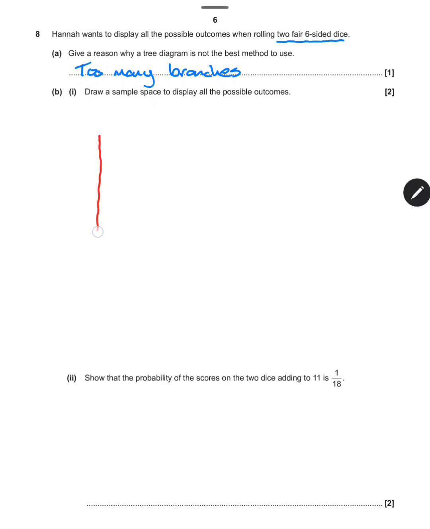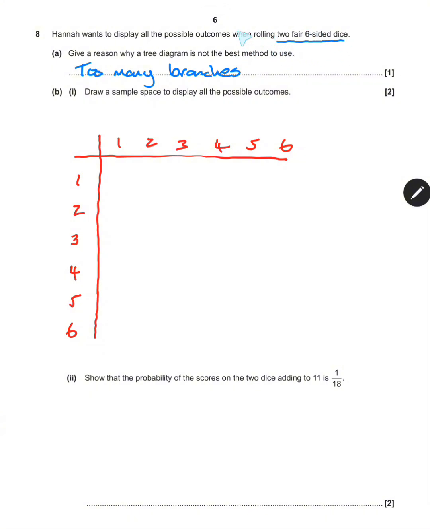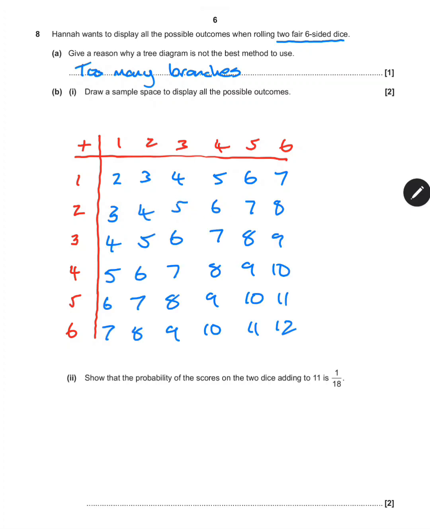Part B, draw a sample space diagram to list all the possible outcomes. Well, a sample space looks like this. We've got the first dice. We've got the second dice. And what we're doing is adding these together. So we just need to work out all the possible answers. 1 add 1 is 2. 2 add 1 is 3. And you can see you get quite a nice pattern with this. 1 add 2 is 3. And there's your completed sample space diagram.